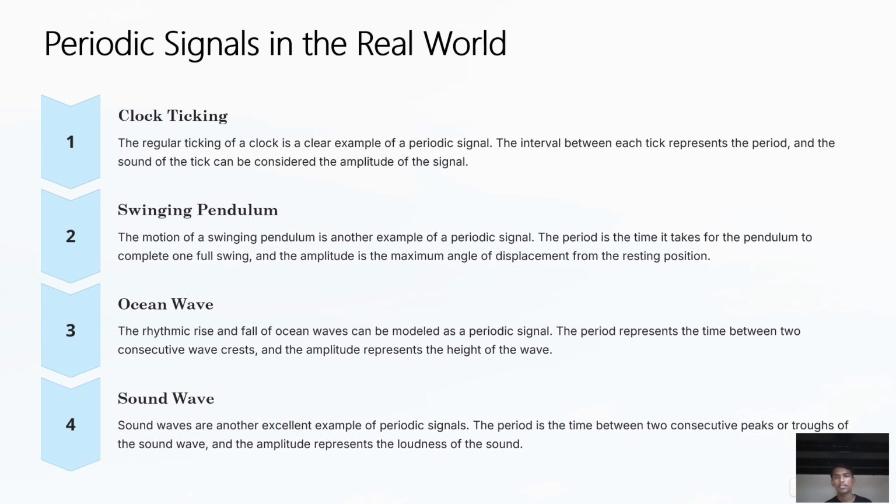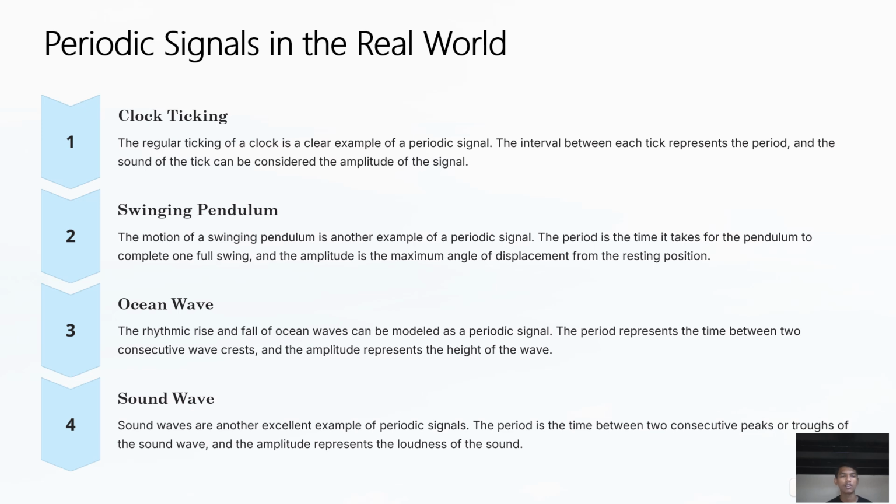The period is the time it takes for the pendulum to complete one full swing, and the amplitude is the maximum angle of displacement from the resting position. Ocean wave. The rhythmic rise and fall of the ocean wave can be modeled as a periodic signal. The period represents the time between two consecutive wave crests, and the amplitude represents the height of the wave.